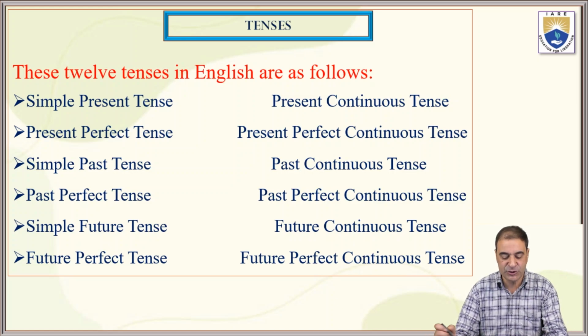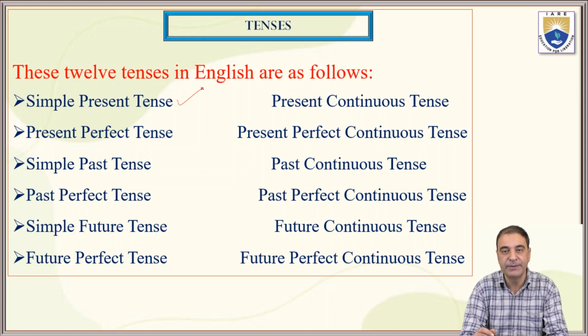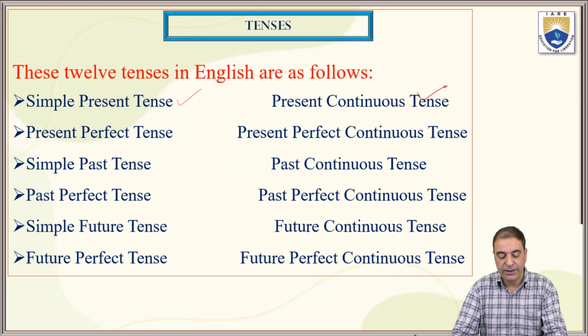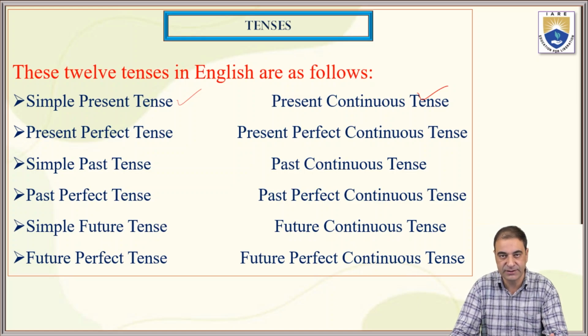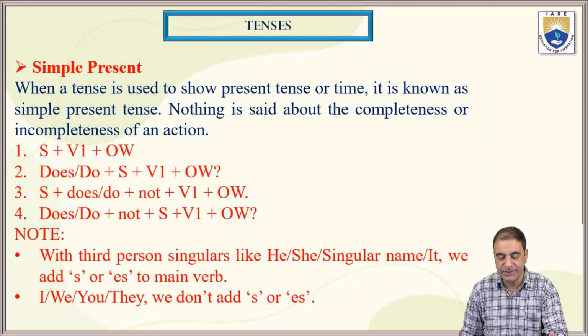As in the previous lecture, we have done the simple present, and we have done the present continuous also. Here we will take the rest of these tenses, that means the present perfect and present perfect continuous tense, and the rest of the tenses. But before coming to the present perfect, I would like to recapitulate the previous ones, that is the simple present and present continuous.